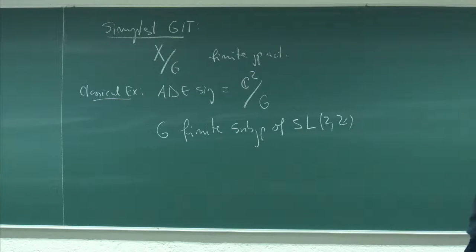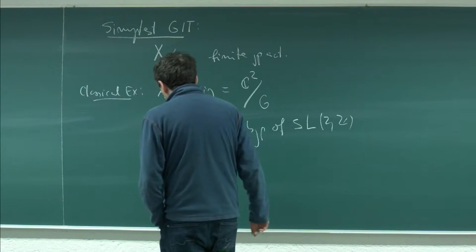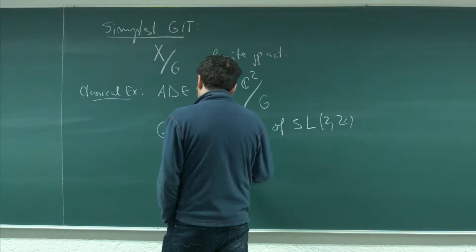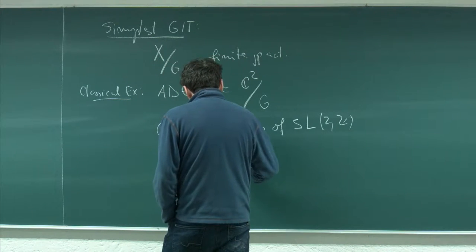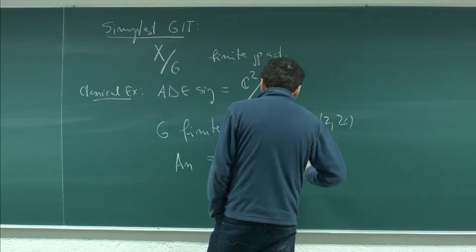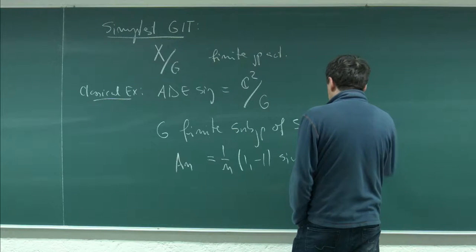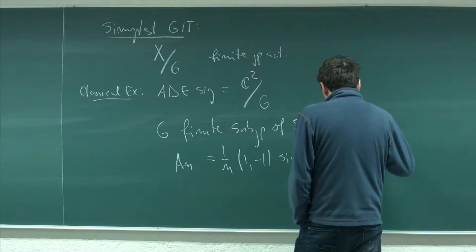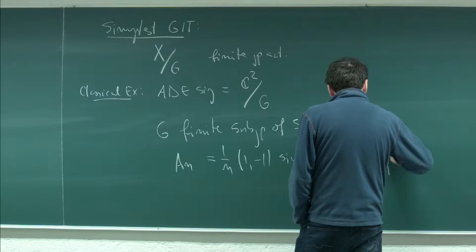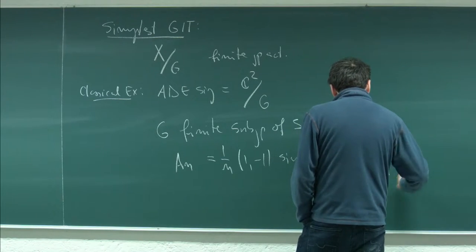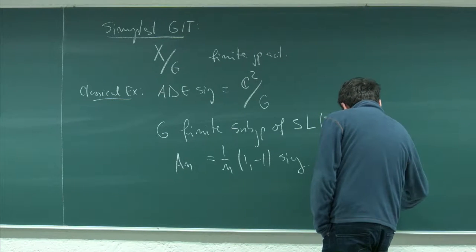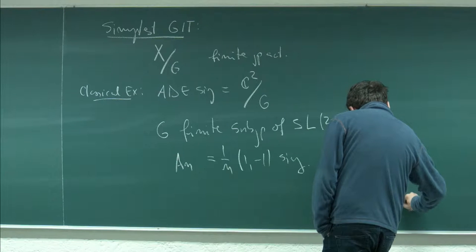In particular, the A_n singularities are the simplest. A_n, also known as 1/n, (1, -1) singularities. These are those corresponding to the cyclic subgroup G generated by (zeta, zeta^(n-1)), or (zeta, zeta inverse), where zeta is a root of unity of order n.